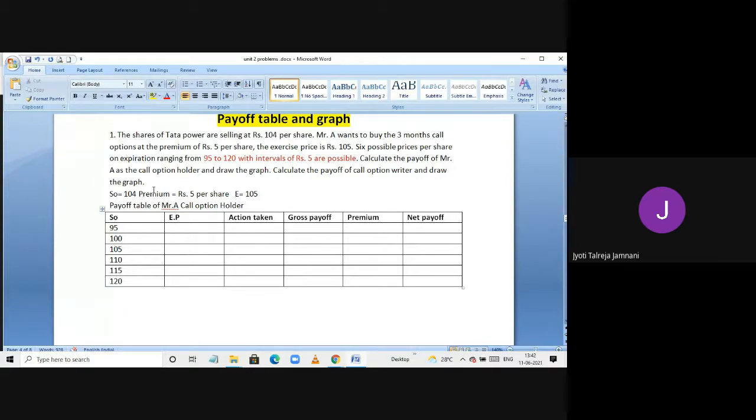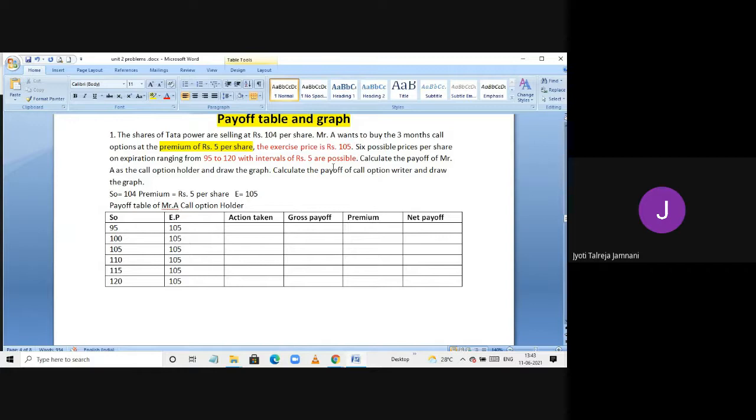The exercise price they have given is 105 rupees, which we have written down also here. The exercise price is 105. So we'll take that exercise price of 105 everywhere. And the premium is also given. They have said the premium is rupees 5 per share. So that 5 rupees premium, we will take it here.